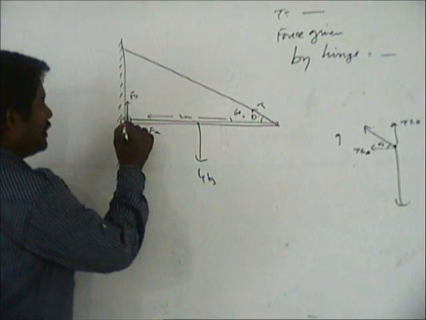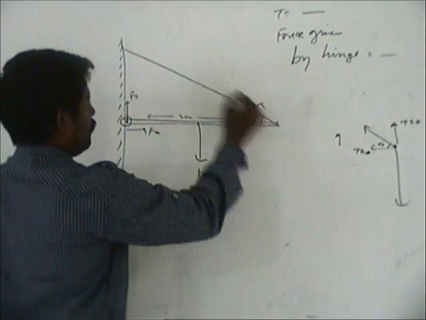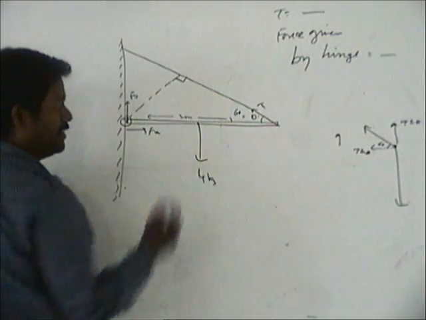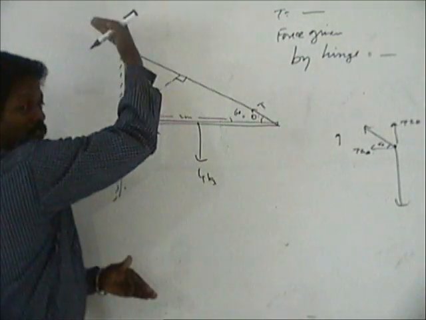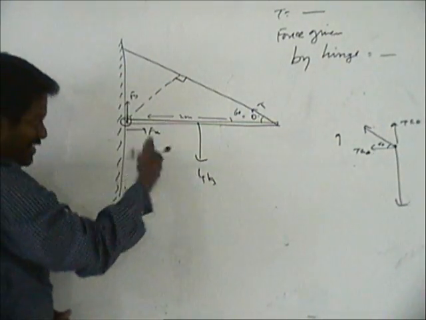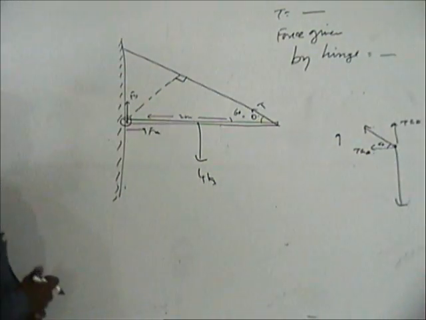Now, talk about this point. Force into perpendicular distance. I will drop a perpendicular here. That gives you anticlockwise torque. This force into perpendicular distance gives you clockwise torque. Fx and Fy do not provide any torque.